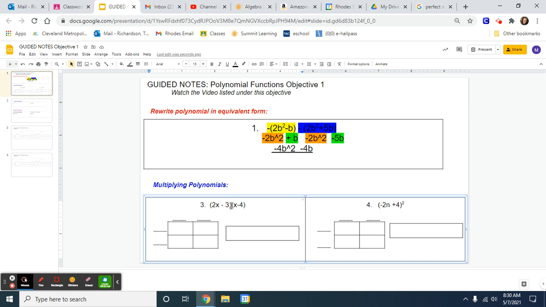So what we're going to do is look at this first parenthesis, 2x minus 3. And if you see, I have blank lines for you. So I'm going to put that first term, 2x, on the first blank line.